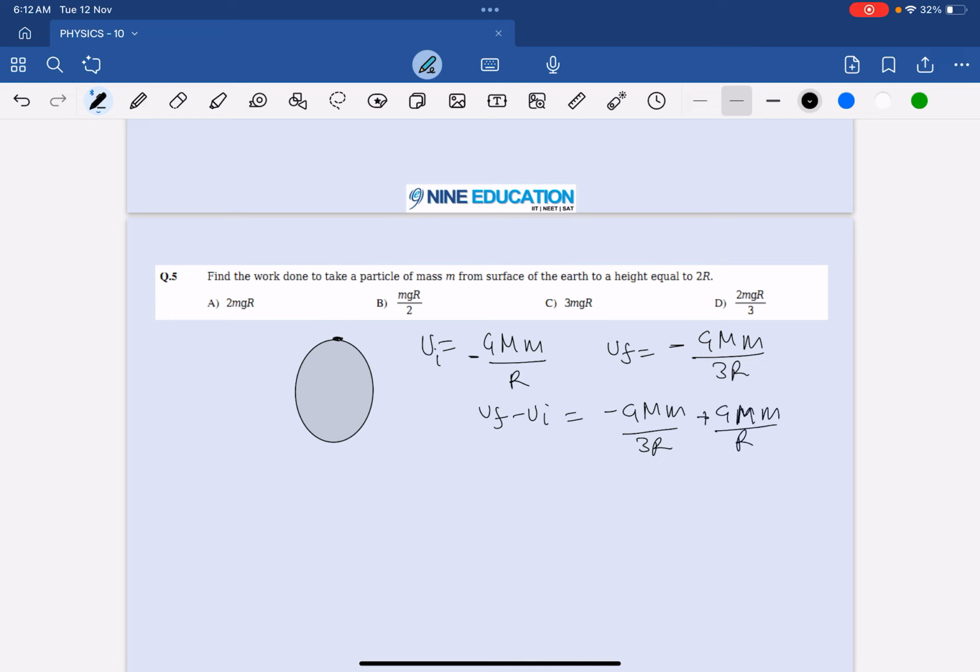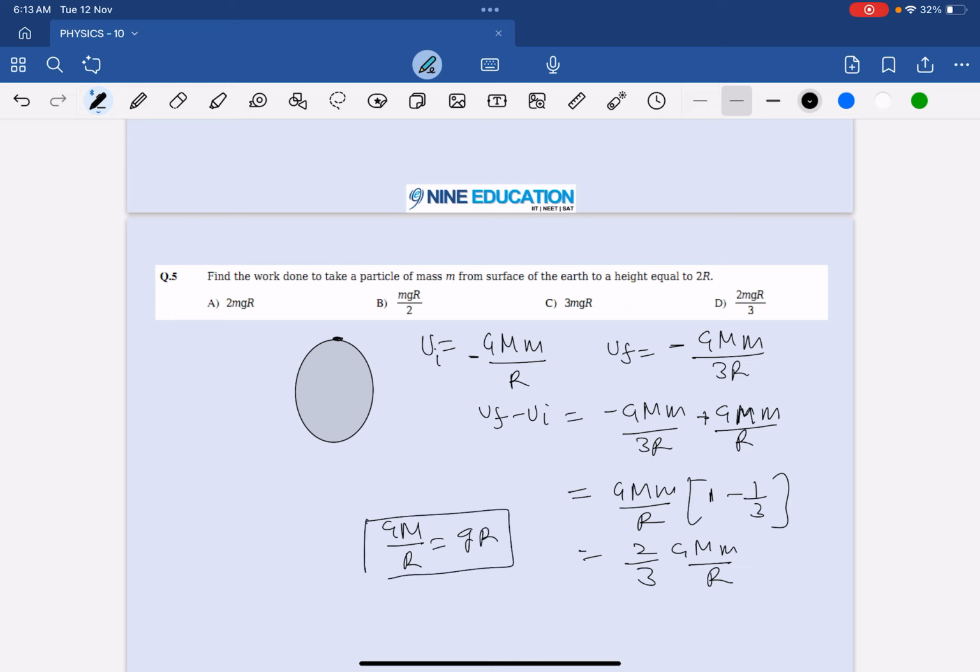Correct? Where M is the mass of the earth and small m is the particle, and r is the radius of the earth. So what we are able to see here, you can take GMm by r common, and here we are having 1 minus 1 by 3. So this is going to become 3 minus 1, that is 2 by 3 GMm by r. Sir, GM by r I can write as gR. Yes or no? Correct. So can I write it as 2 by 3, and this is going to become m.